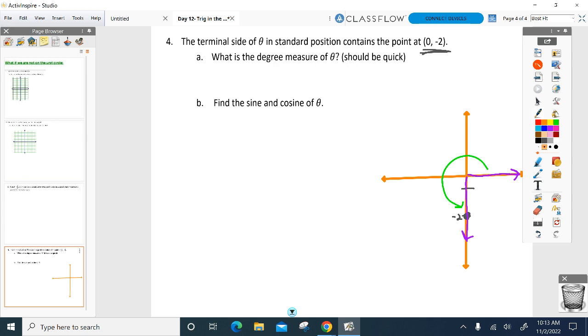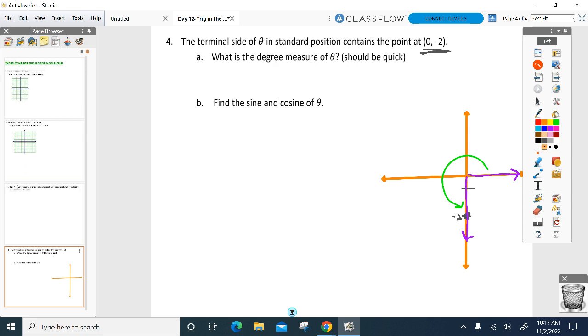No, I can't build a right triangle here. It's not in a quadrant. Everyone, we all right with that? I cannot build a right triangle. I don't need it though. I put this should go quick in parentheses because darn right it should. What's my degree measure here? 90.